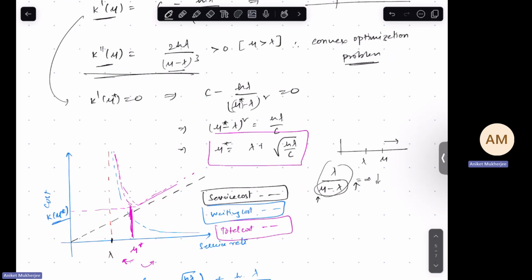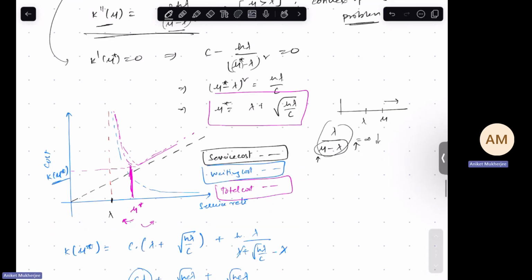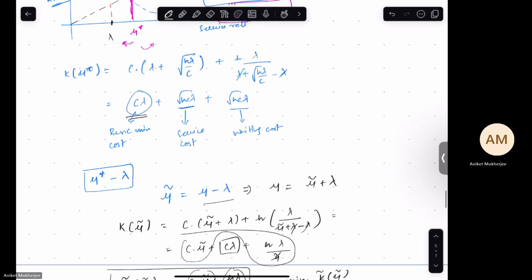It will be true if the increasing term and the decreasing term are such that the first term is linearly increasing and the second term is linearly decreasing. If you have this kind of specific scenario, that is when you can see that both the costs are equal at the optimal rate.